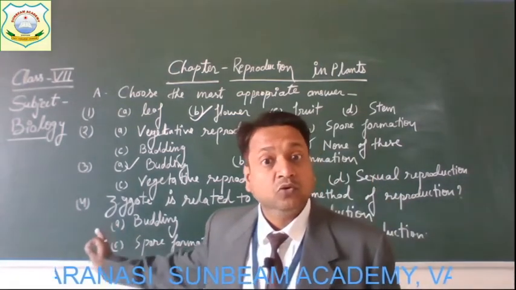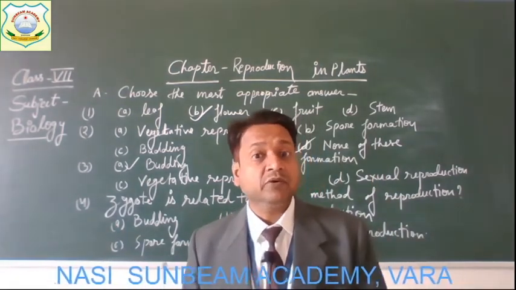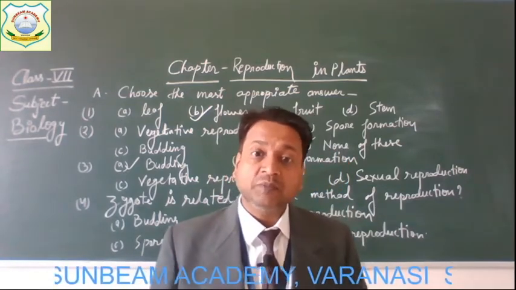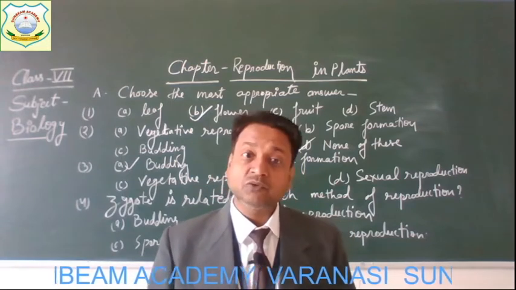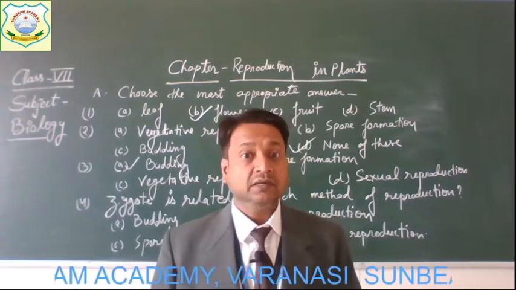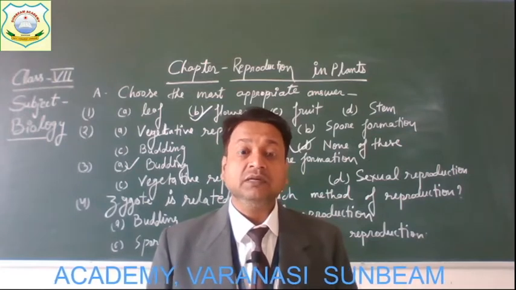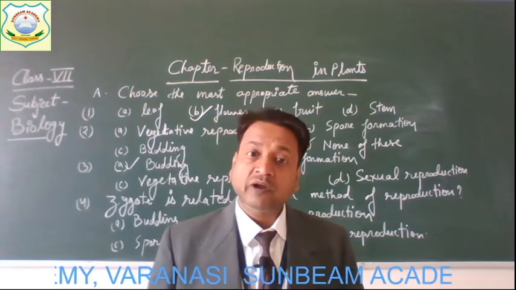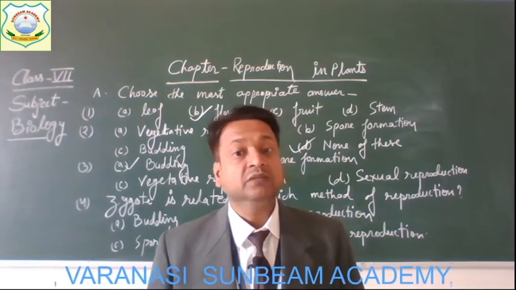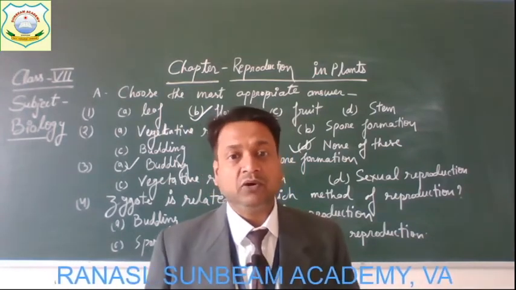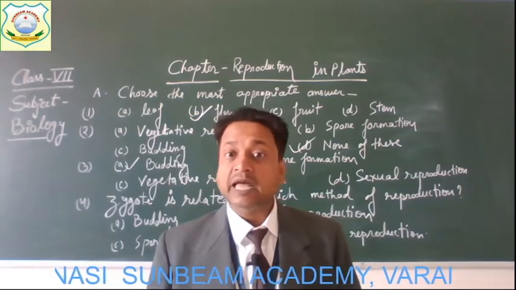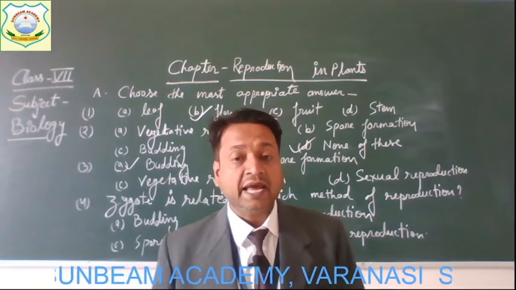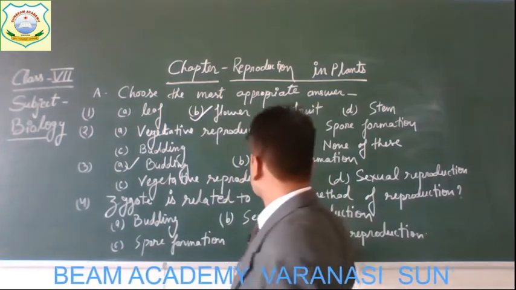Children, the zygote is related to which method of reproduction? Remember that the formation of zygote takes place when the male gamete fuses with the female gamete. Understood? And this fusion takes place only in sexual reproduction. Because budding, spore formation and vegetative reproduction are asexual methods of reproduction, and in these methods, gametes are not formed and fusion does not take place. So the correct answer will be sexual reproduction.